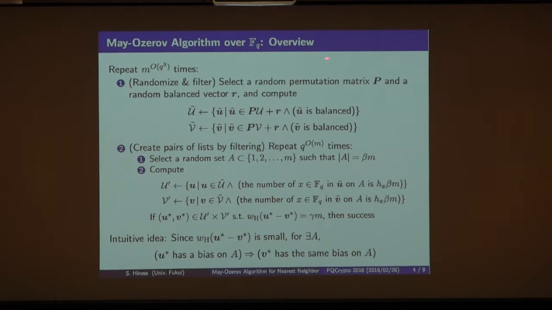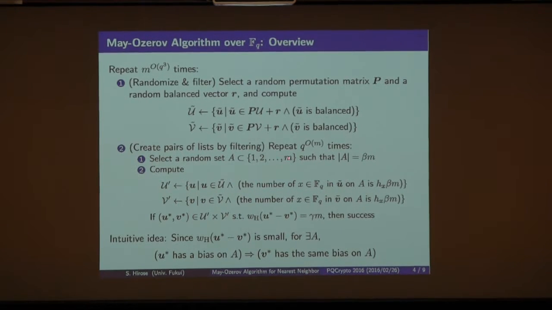And this is the definition of the nearest neighbor problem of F_q. And this has three parameters, m, gamma, and lambda. m is an integer, and the m represents the length of the vectors. And gamma and lambda specify the number of vectors, a given number of vectors. And the input is the pair of sets of vectors, U and V.